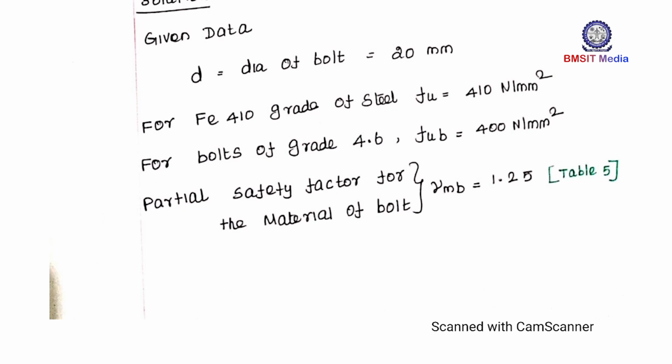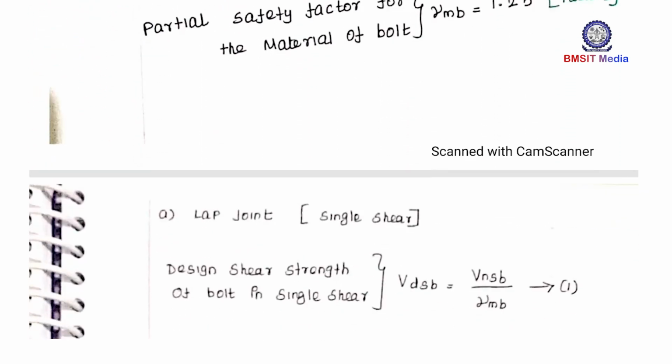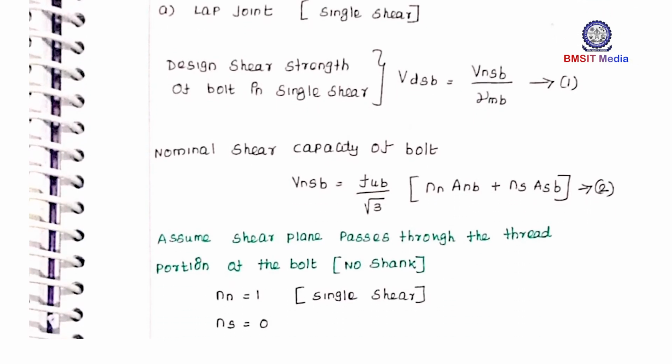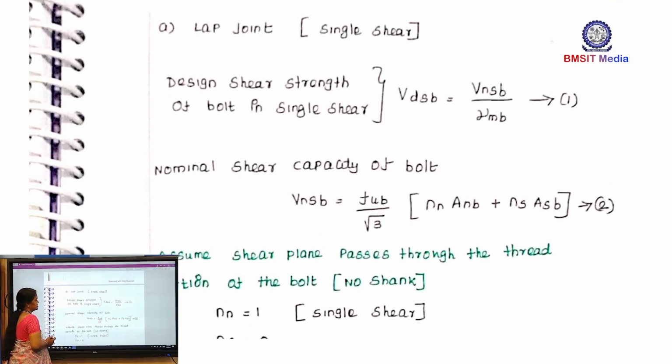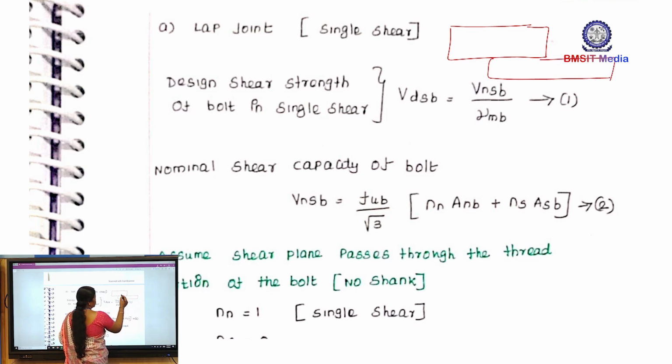So now the first case is the lap joint. We know that the lap joint is single shear. This is one plate and this is another plate. We have to keep them over one another and connect them using a bolt.